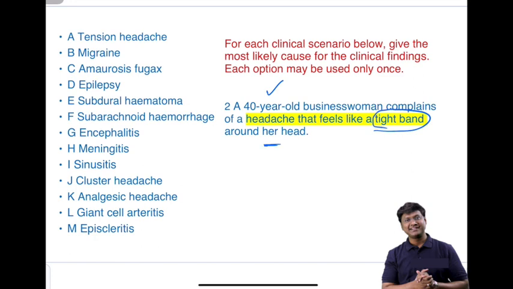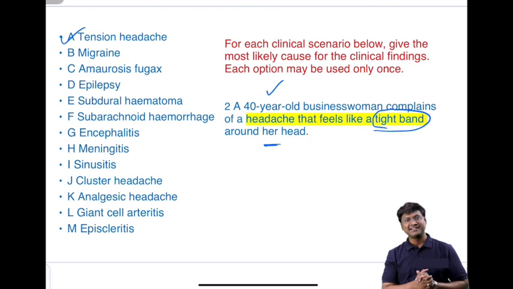So the classical description of a tight band-like headache is the classical description in case of the tension headache. And she is a businesswoman, so definitely you have a stressor. And how will you diagnose this tension headache? Diagnosis requires the absence of signs and symptoms of other types of headache. Basically, it is a diagnosis of exclusion.